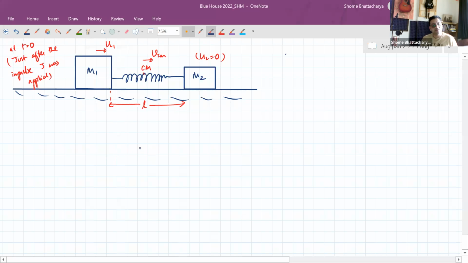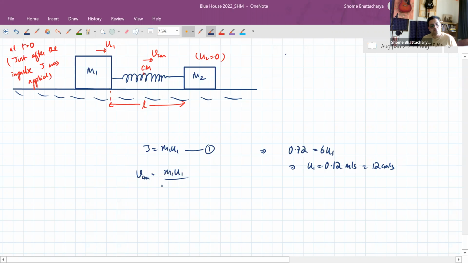So you can see, by applying impulse momentum, J is equal to m1 u1. So here we will get 0.72 is equal to 6 u1. So u1 will come out to be 0.12 meters per second, or 12 centimeters per second. So u1 is this much, and therefore VCM will become m1 u1 divided by m1 plus m2. This is at t equal to 0.